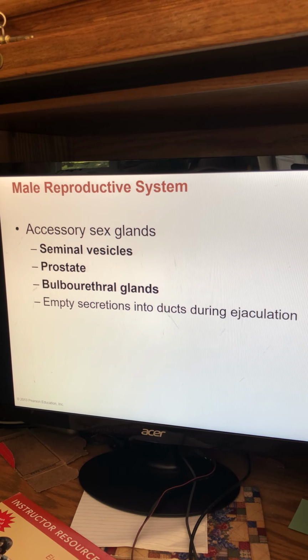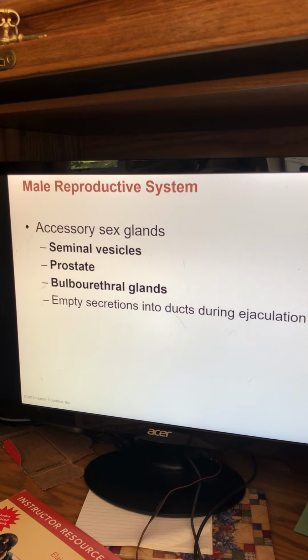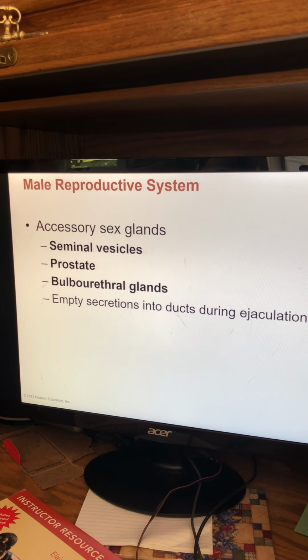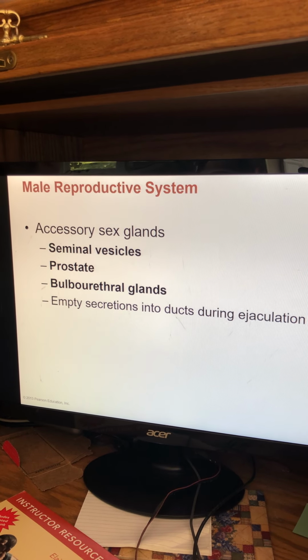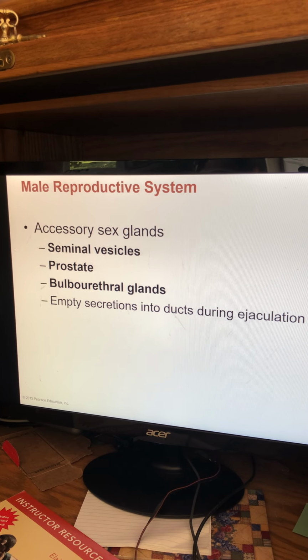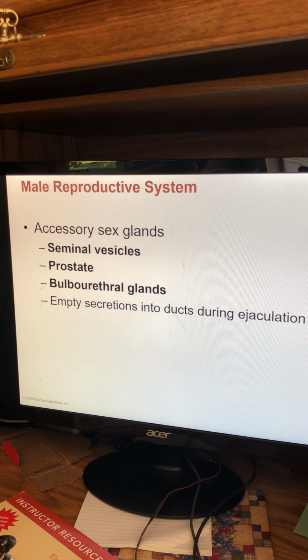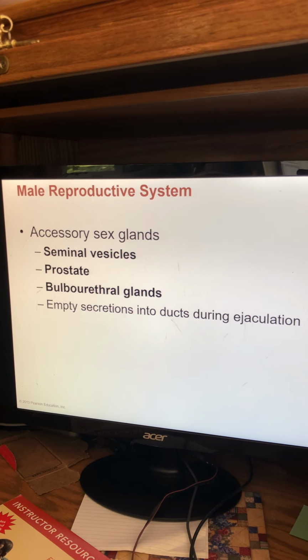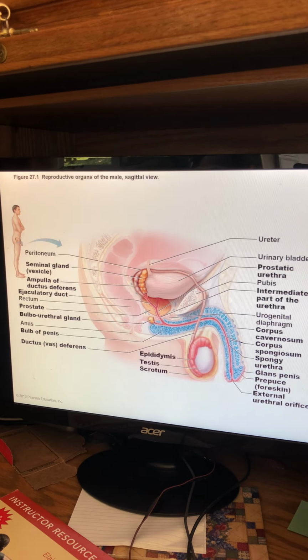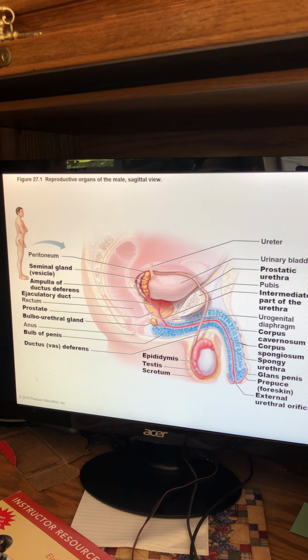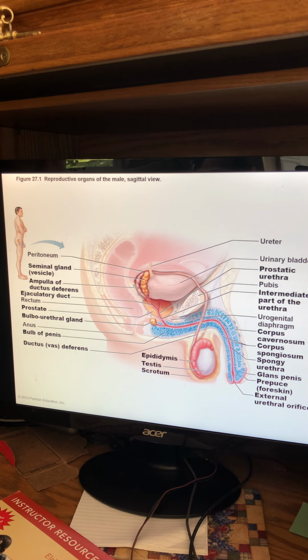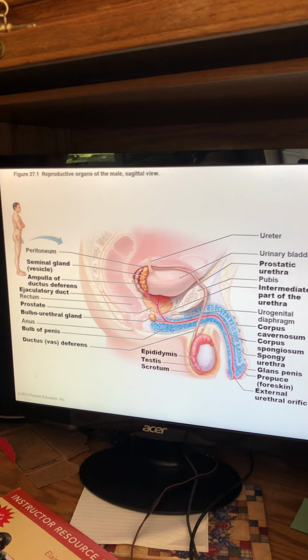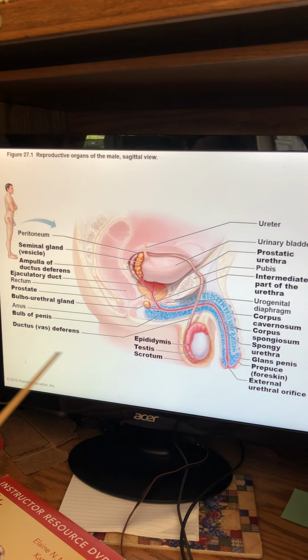So the accessory sex glands are going to be those that secrete something, such as the seminal vesicles, the prostate, and the bulbourethral glands, which are also called the Bowman glands. And they're going to empty secretions into the ducts during ejaculation. In this mid-sagittal view, you can kind of see some of the parts that I'm going to be talking about, and I'll just point some of them out.